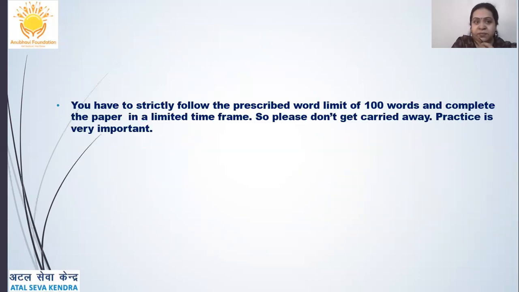Again I repeat, you have to strictly follow the prescribed word limit of 100 words and complete the paper in a limited time frame. So please do not get carried away. Practice is important. With practice only, you will be able to know how much to write, where to stop, and how to give a proper ending to your speech.